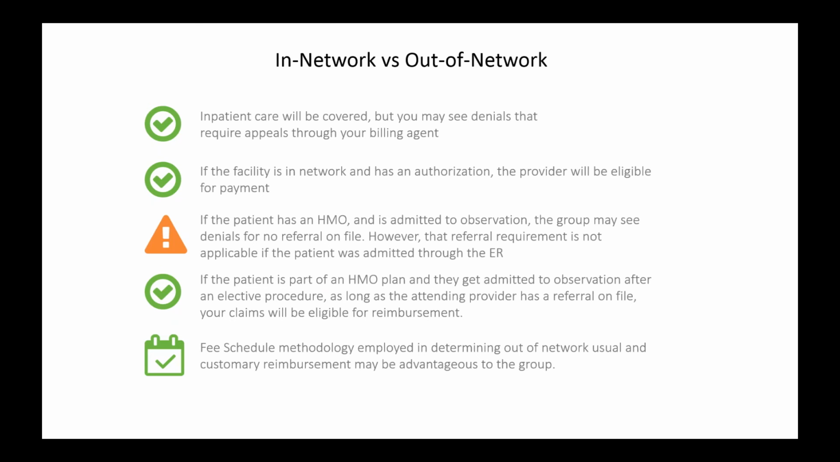There is a propensity for out-of-network providers, even at the acute level, to receive denials for no out-of-network. However, a billing agent can appeal that, because if the facility is in network and they have an authorization on file, your claim is eligible for payment and reconsideration. I would say the vast majority of our hospital-based providers are out of network, and we see about 10% of our claims denied for that reason. So it's not a huge number of denials, but we do see them and we appeal them appropriately and they get paid.